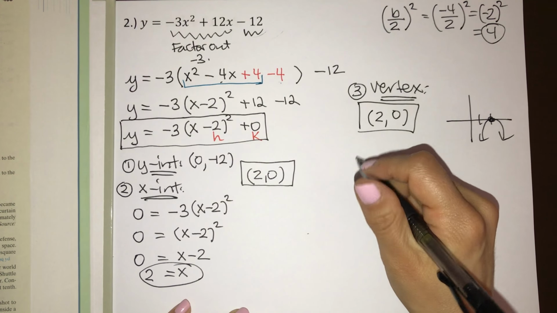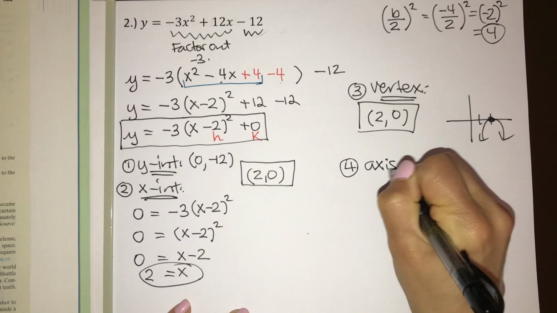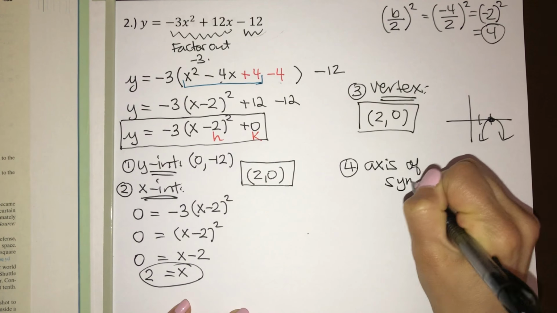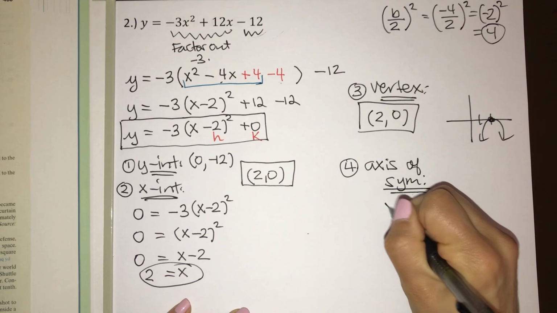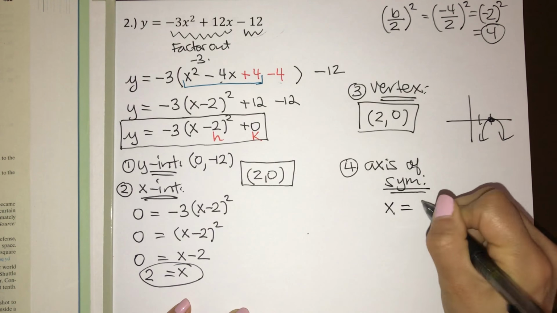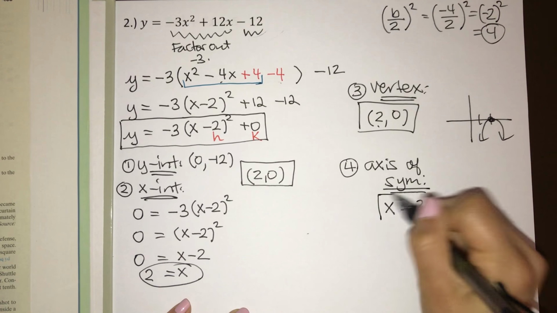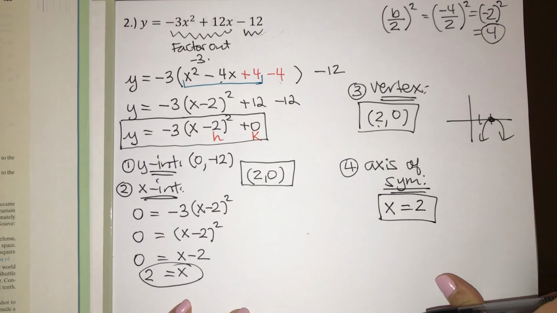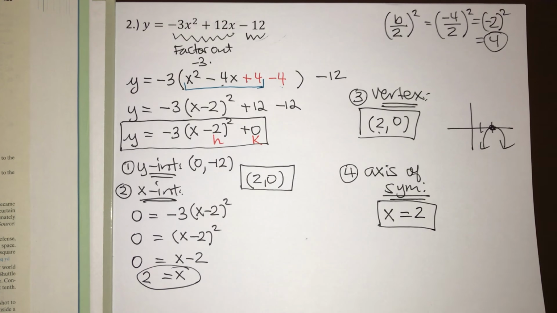Let's see, the next thing we want is the axis of symmetry. In this case, it's just the vertical line that cuts your parabola in half. The equation of a vertical line would be x equals 2, the x value. And that is the end of this video.